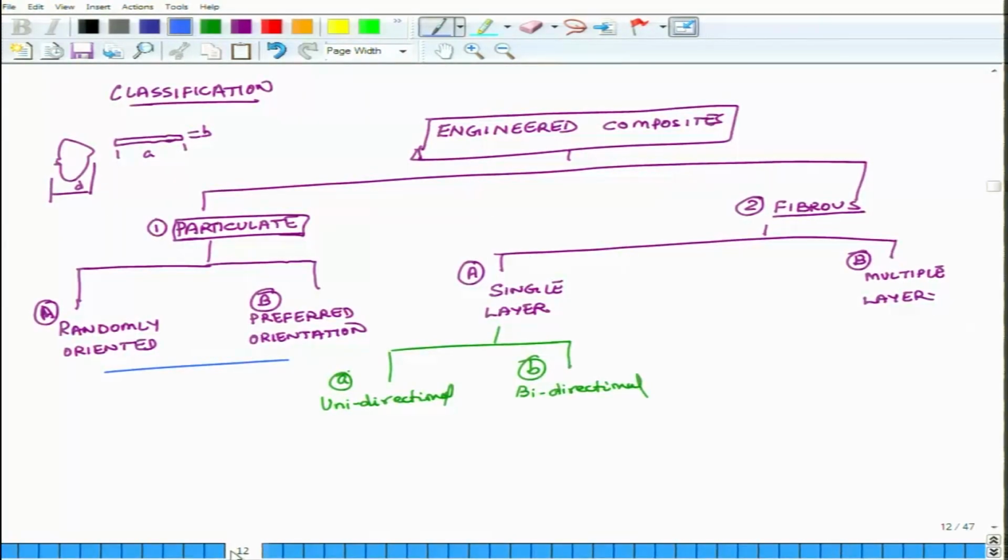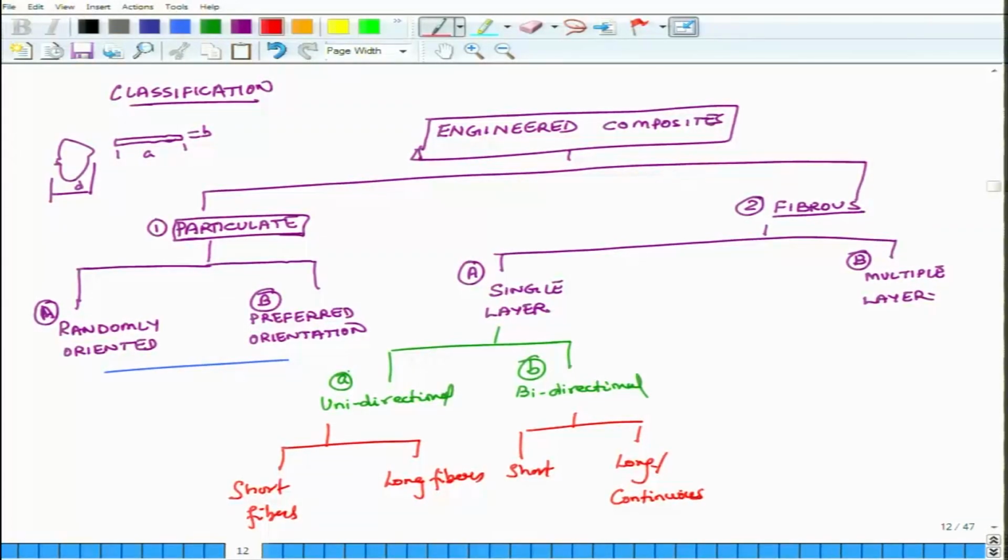And then you can further break these into short fibers and long fibers. Same thing here, you can break them into short and long. A lot of times we do not call them long fibers, we can also call them continuous fibers. So here also we can call them either long fibers or continuous fibers, and later we will actually define what is meant by long fiber or continuous fibers in a mathematical sense. So this is how single layer composites may be classified.